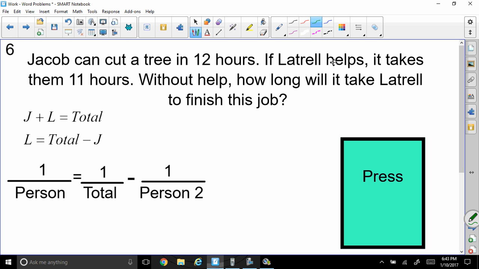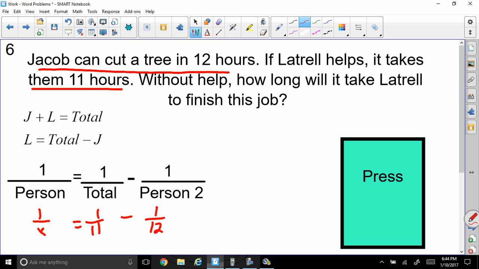So let's look at Latrell, what he's equal to. They don't say how long it takes him. It says it takes them 11 hours. So that 11 would be our total. So them would be our total. So we'd have 1 over 11. That's the total. Minus. And the person number 2 would be Jacob, because we know what he can do. We know he can cut in 12 hours. So Jacob would be 1 over 12. Latrell is the one we don't know. So poor Latrell has to work on his own. So we'll call him x. So now we have to figure out how much is x.